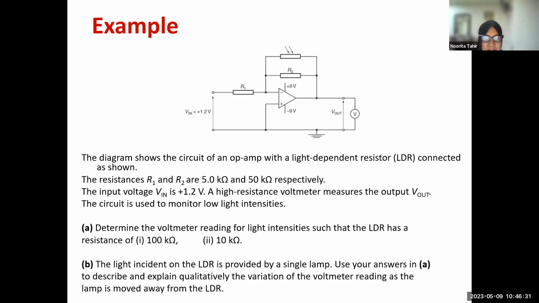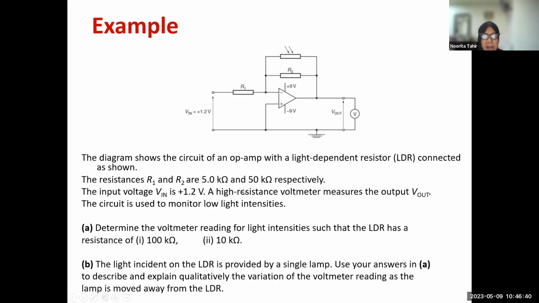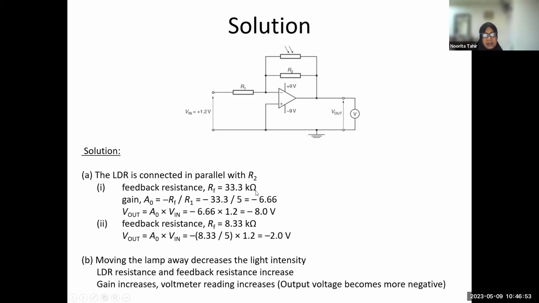Okay, I'm going to share the solution with you. The first one is the normal case, where we know that RF is 33.33K. How do we compute that? First, 100K in parallel with R2 5K, you parallel it, and you get 33.3K. And you compute Av is RF over R1 because it's the inverting configuration, and you get 6.6.